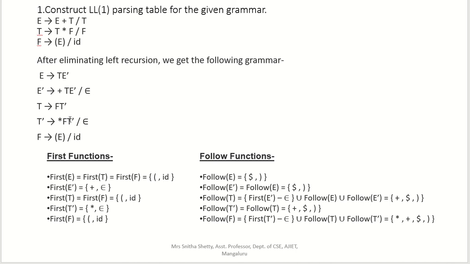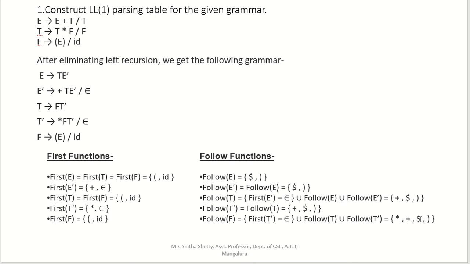So here also same thing, after F, T dash. So first of T dash is what? Star. You put star, then you replace that T star by epsilon. So there is nothing, so follow of left hand side. Okay, so follow of T dash is what? Plus, dollar and closing parenthesis. So you are getting star, plus, dollar and closing parenthesis.